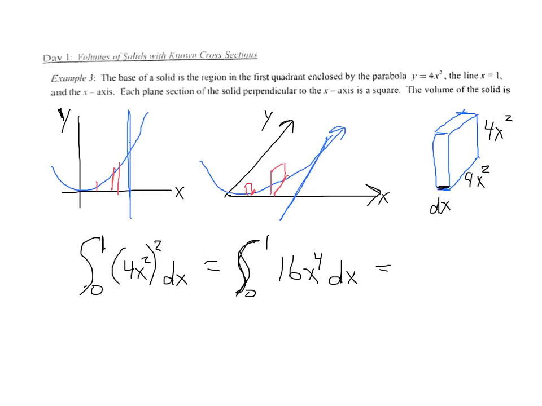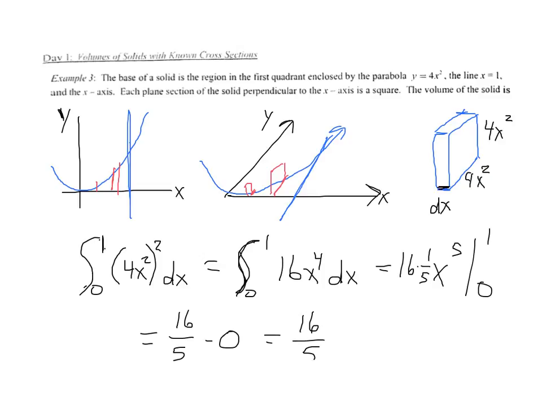I need to integrate, so that means my power will go up by 1. I'll just write it like this. That means I also need to multiply by the reciprocal, so multiply by 1/5. I'm going to plug in a 1 and a 0. So if I plug a 1 into this, I get just 16 over 5. And if I plug a 0 in, I'm not going to get anything. So in the end, my answer is 16 over 5, which corresponds to answer D.